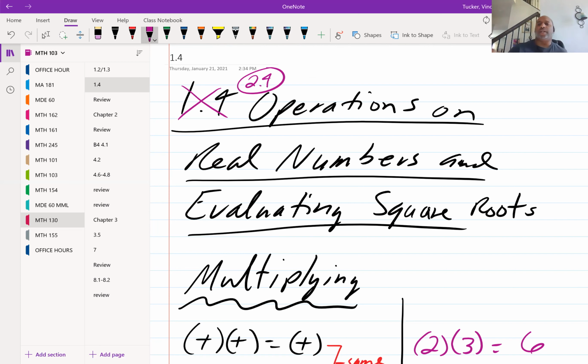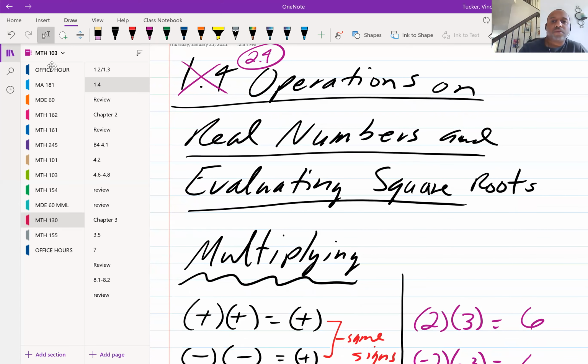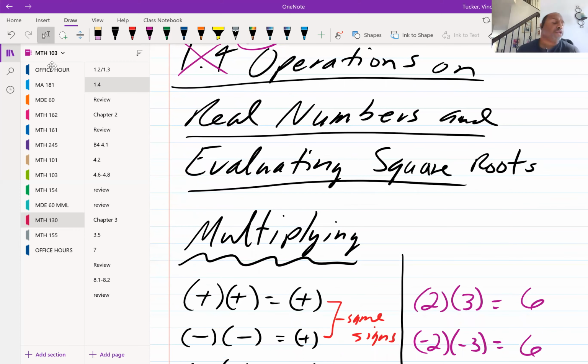All right, so that's what we're looking at. That's what we're starting today, 2.4, operations on real numbers and evaluating square roots. When dealing with real numbers, that means we also have to consider the fact that we're going to be multiplying, dividing, adding, subtracting positive and negative numbers. So we're going to look at each operation separately just to make sure we're okay with the rules.